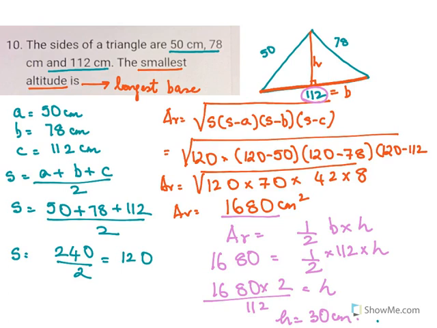That is the shortest height. If you want to find the longest height, you have to take the shortest base. Like in this sum, this height on 50 will be the longest height. So we do area equals half base into height. Area is 1680, half. If we take the base as 50, the height that we'll get here now will be the longest height, because we have taken the shortest base.